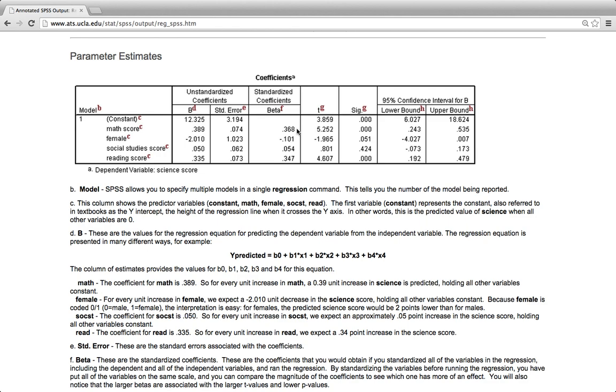So this math score of 0.368 has a lot more impact than the social studies score at 0.054. In fact, almost 7 times as much. The reading score and the math score are kind of equivalent. And of course, the female has a negative, and that's just the way they coded. They coded females as 1 and males as 0. So this would say that females, controlling for everything else, seem to score lower. Their predicted score on science is going to be about 0.10 lower than for males because of the coding.